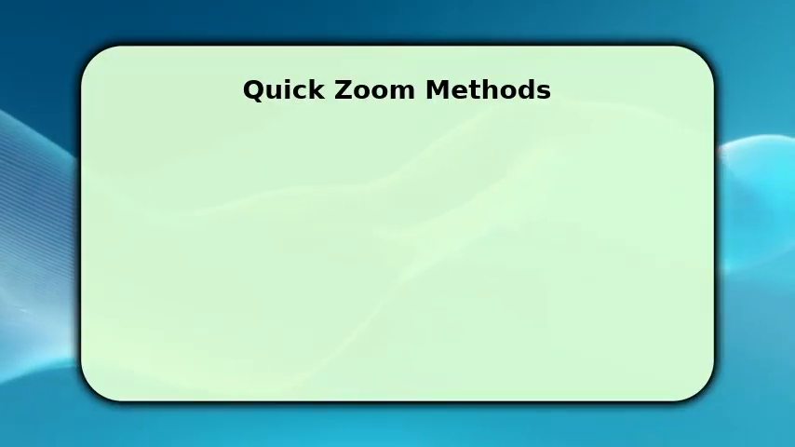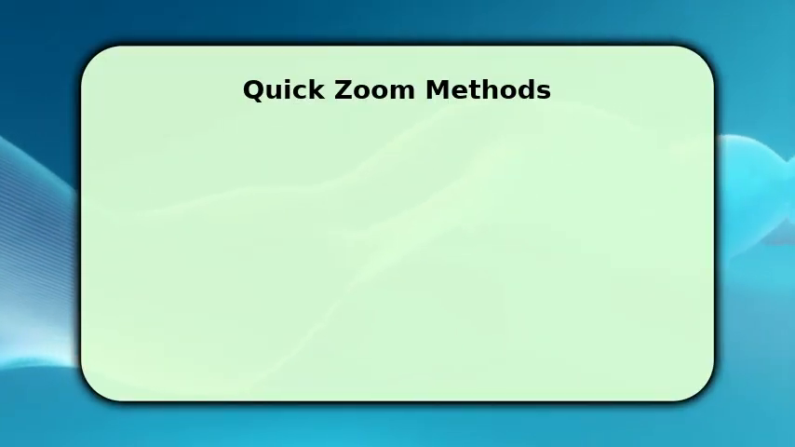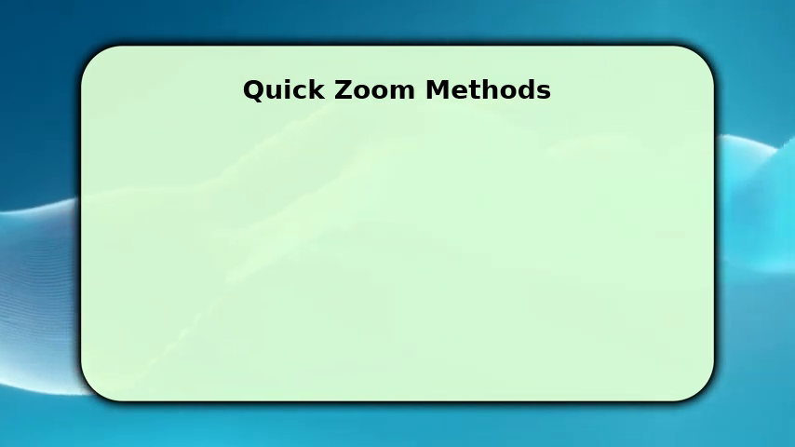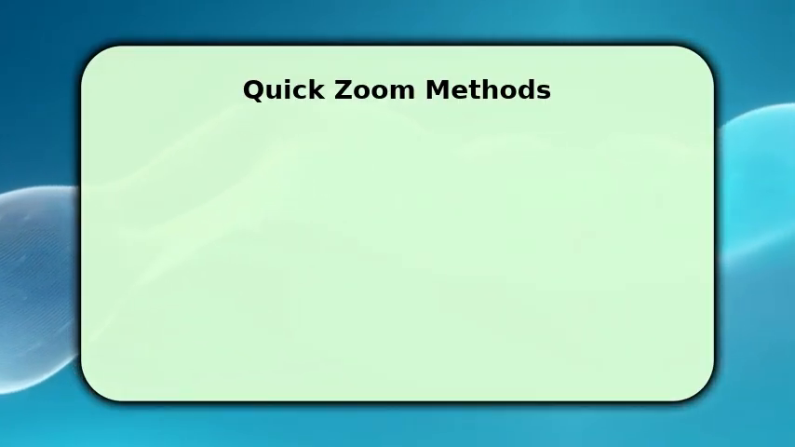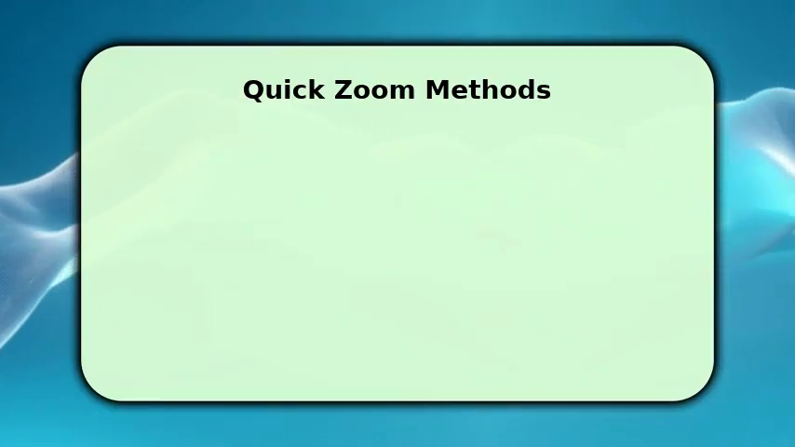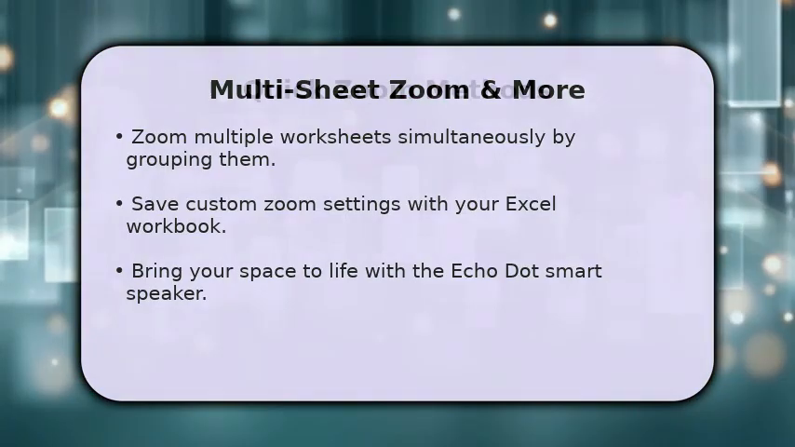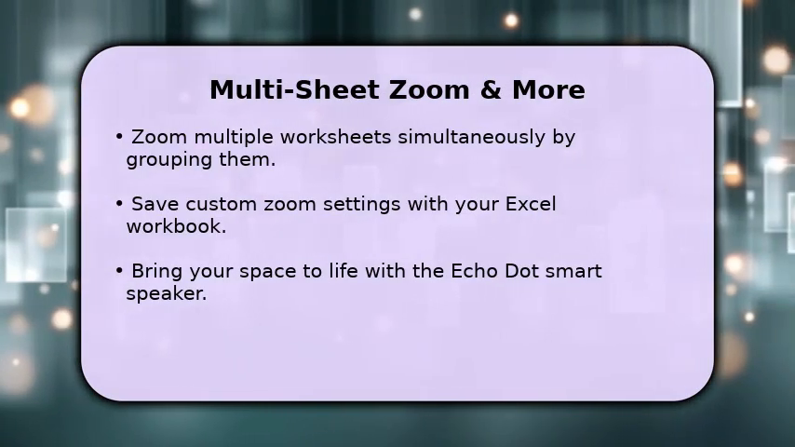Try these quick methods. Hold down the Control key and scroll your mouse wheel up or down to zoom in or out instantly. If you prefer keyboard shortcuts, press Alt, then W, then Q to open the Zoom dialog box without using your mouse. And to quickly return to a standard view, simply click the 100% zoom button on the status bar. Did you know you can zoom multiple worksheets at once?